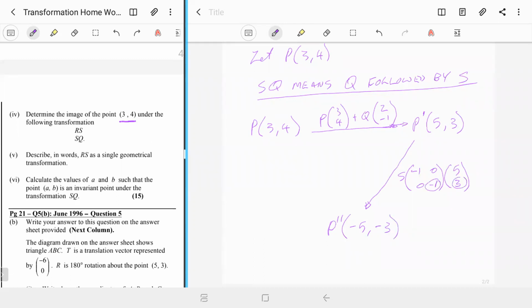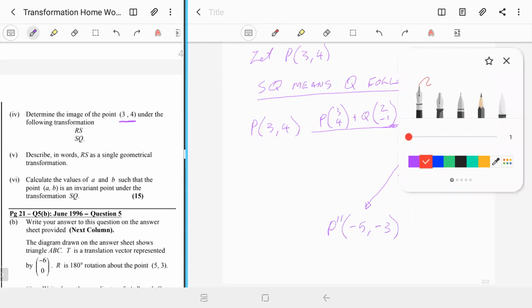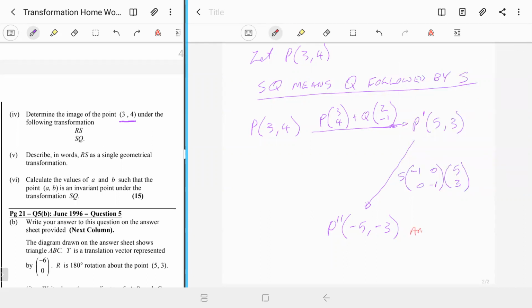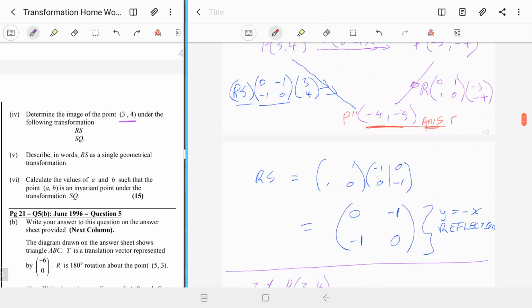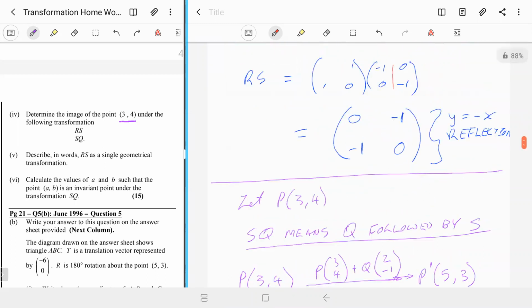All right, that's what we're going to get. So that's doing it in 2 steps. This right here is the answer. This is the second answer. This is the answer for the SQ transformation, and the answer for the RS calculation. That's doing it in 2.